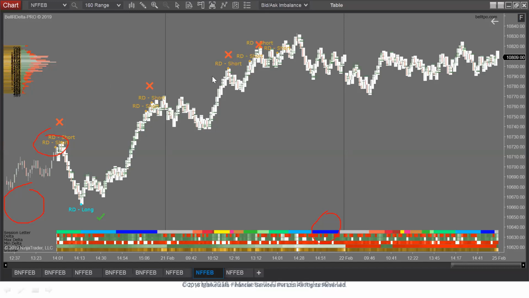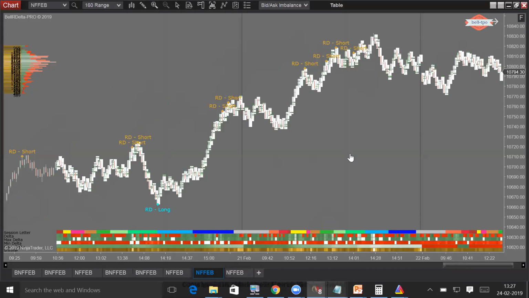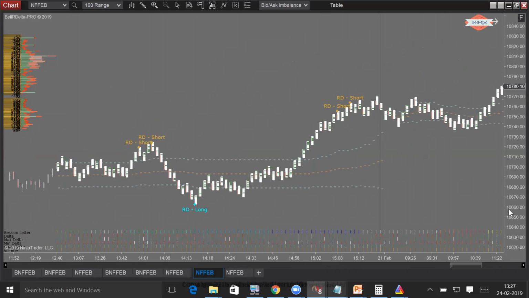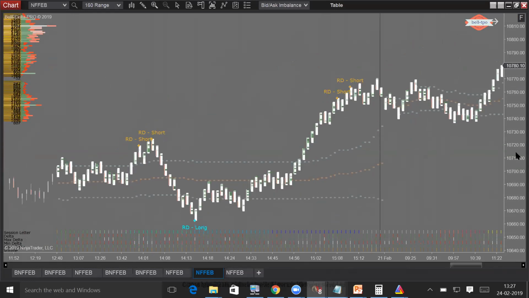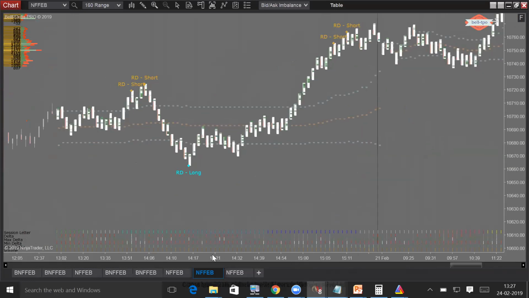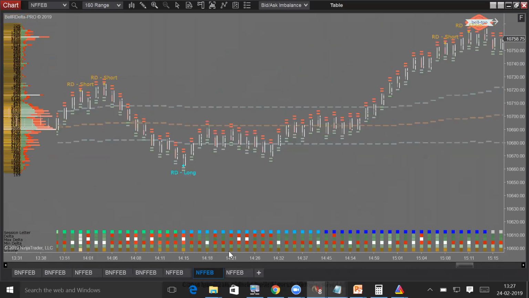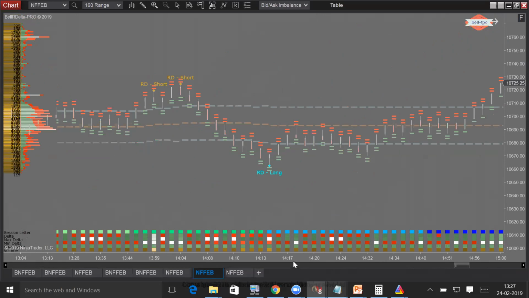Sir, when to exit, sir? When we are entering this? I'll talk about it. So when you are looking into R delta long, first let's look into what makes the R delta long to get formed over here. It's one way of momentum exhaustion, right? So it's one place where you can find this kind of momentum exhaustion here.